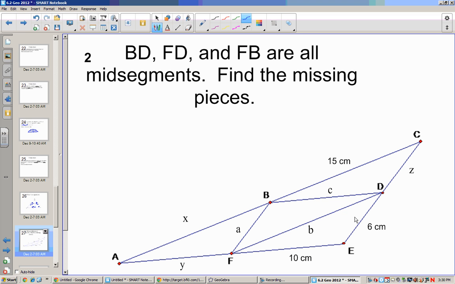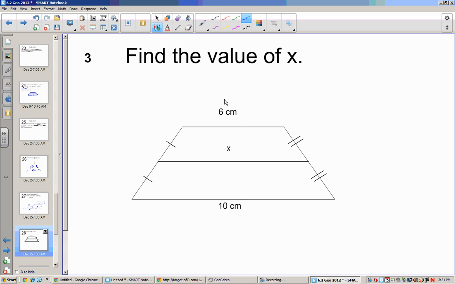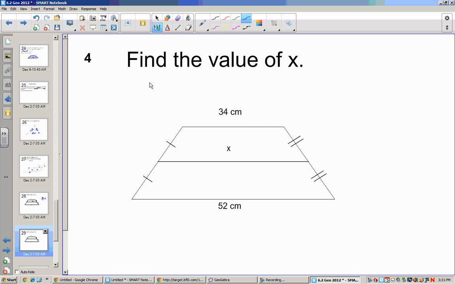All right, now for side lengths, if this is 6, this has to be 6, and 15, and 10. So this midsegment is the same length as this, so that's 10, 15, and 6. All right, if I know the top and the bottom bases and want to find the midsegment length, I have to add them up to get 16, divide by 2, and I get 8. So that's going to be 8. This next one, pause the video and see if you can do it on your own. All right, 34 plus 52, that's going to be 86. Divide that by 2, and you'll have 43.